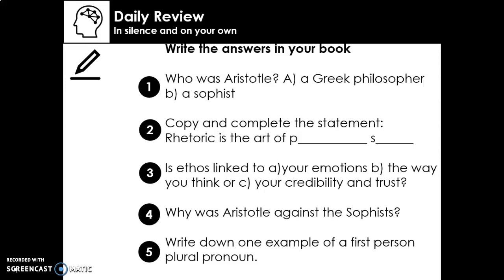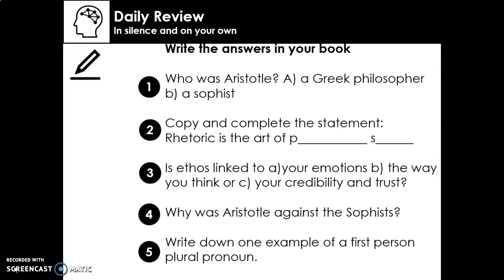So 3, ethos. Now, we talked about the Aristotelian triad. There are 3 points on this that we're going to cover, 3 appeals, and ethos is our first one. But is it linked to your emotions, the way you think, your credibility and trust? Brilliant. Yep, it's C, your credibility and trust. It's the persona you present. It's the way that you present yourself so that others trust you and believe that you're credible. Emotions links to pathos, an idea we look at later this week. The way you think is linked to logos, your thoughts, but ethos, your credibility and trust.